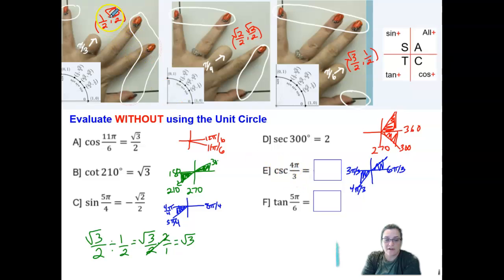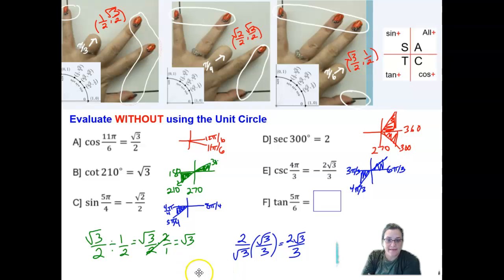Cosecant is the reciprocal of sine, so that's the reciprocal of square root of 3 over 2. So I flip that fraction upside down. Then I'm going to rationalize the denominator to get 2 square root of 3 over 3. And we're in quadrant 3 where tangent is positive, but everything else is negative. So the cosecant of 4 pi over 3 is negative 2 square root of 3 over 3.